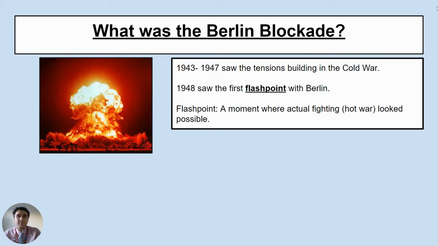Now, the examiners love that key term flashpoint. It's the first time we've come across it on the course. A flashpoint is a moment where actual fighting, turning from a Cold War to a hot war, looked possible. That's what they mean by the term flashpoint. So if you ever see that in your exam paper, don't panic. It's where conflict looks like it could actually happen.